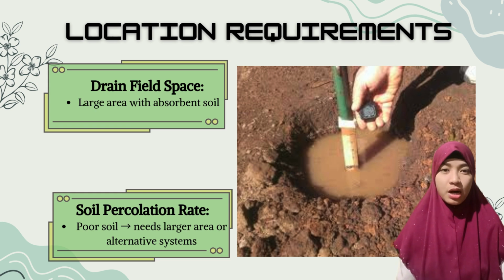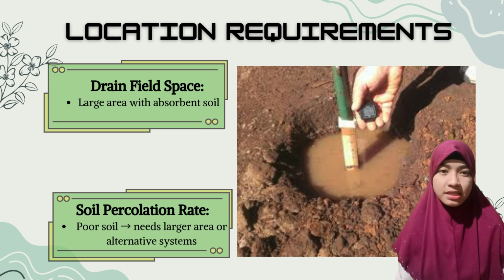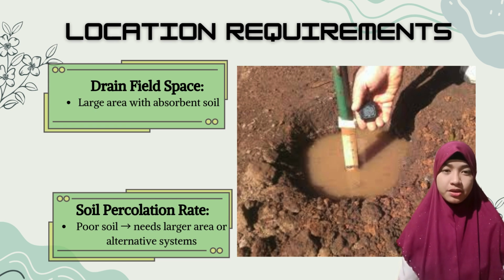The third one is soil percolation rate. This refers to how quickly water can pass through the soil. If the soil drains too slowly, wastewater may back up. If it drains too fast, it might not be filtered properly. For poor percolation, systems like sand filters or elevated mound systems may be used.